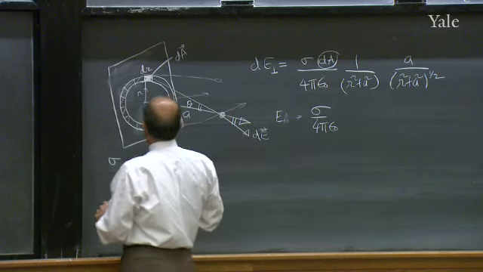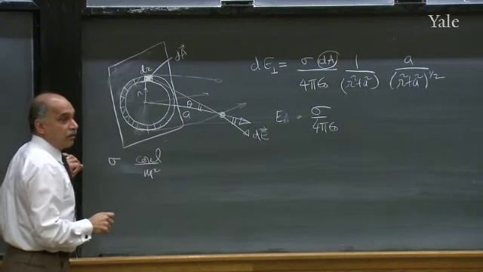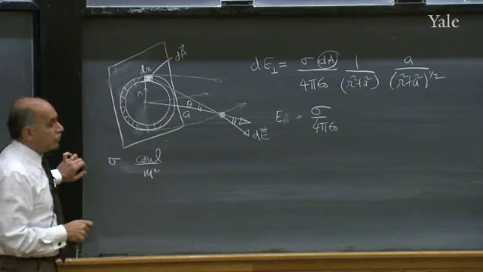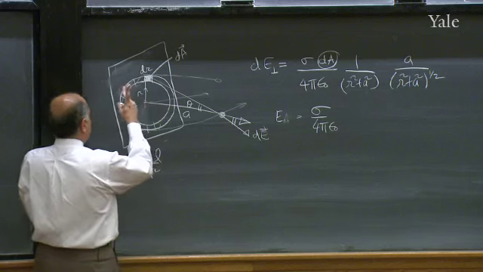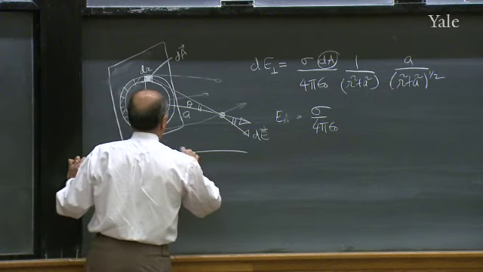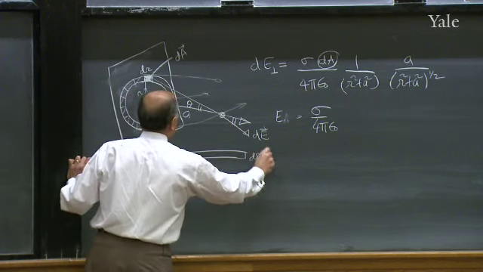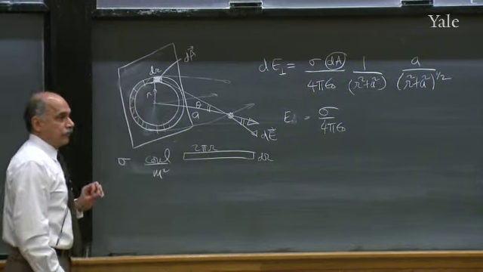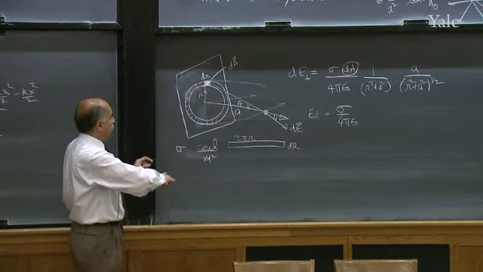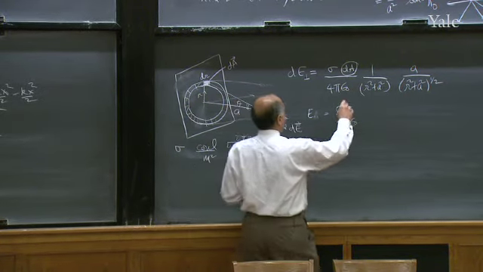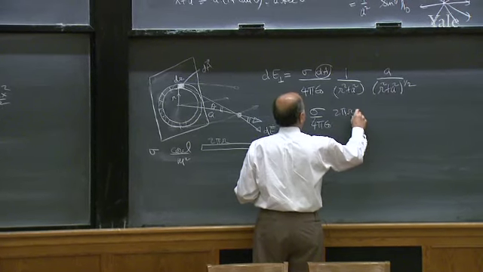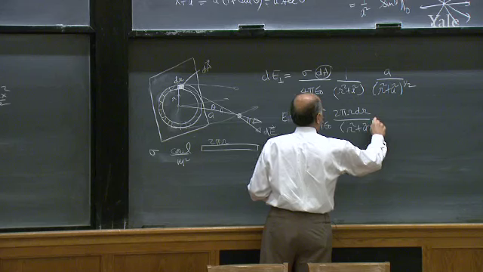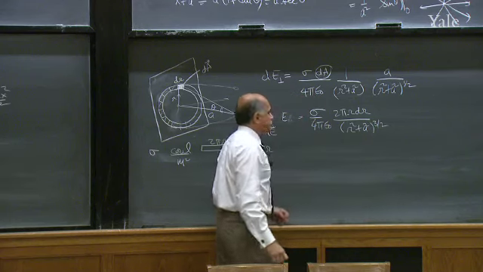Now you've got to ask yourself, what's the area of an annulus of radius r and thickness dr? Take that annulus, take a pair of scissors, cut it and stretch it out. It's going to look like this. This is dr and this is 2 pi r. So the area of an annulus is just 2 pi r dr. So the sum of all these areas is 2 pi r dr, and then I've got here r squared plus a squared to the 3 over 2.